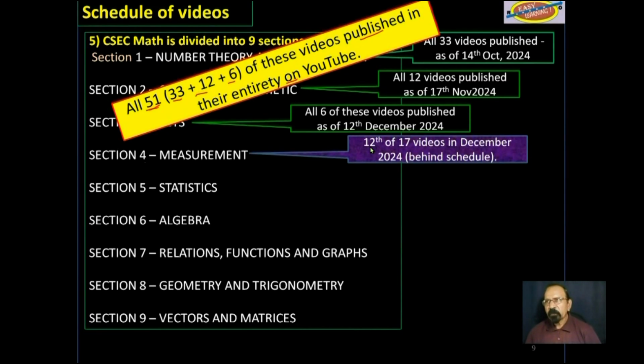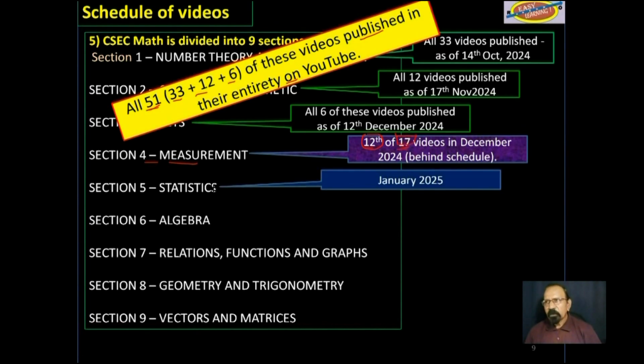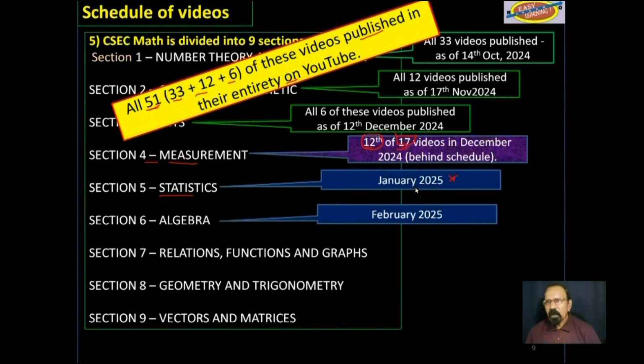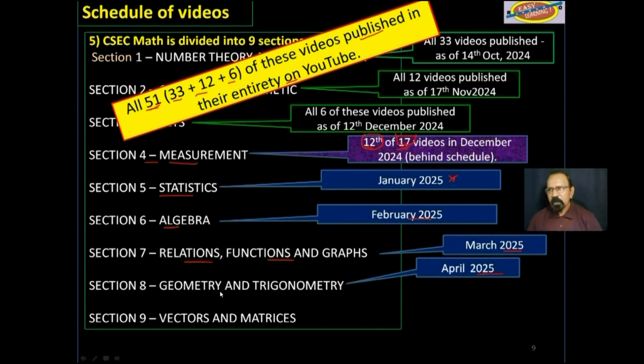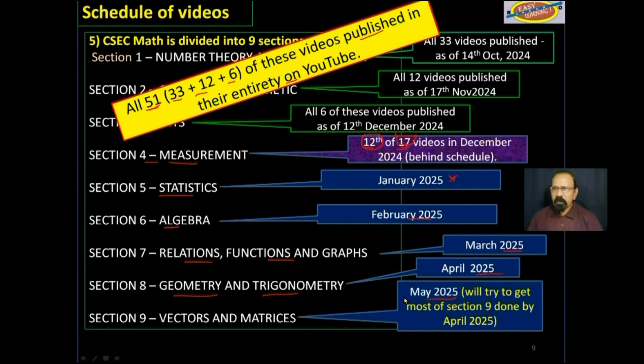We are now at section 4, measurement, and this is now the 12th of 17 videos. And then after that we will do statistics. I'm not too sure that I can still keep the schedule. Algebra, hopefully by the end of February. And then March 2025, relations, functions, and graphs. April 2025, geometry and trigonometry. And finally, May 2025, vectors and matrices.